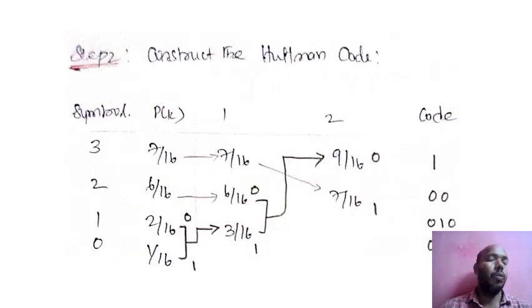That's what we know very well. So we have to arrange the symbols in descending order. See that 7 by 16 is the maximum value, 6 by 16 next to that, 2 by 16 is the third, and 1 by 16 is the least probability value. The corresponding symbols I have also given here: pixel 3, 2, 1, 0. So the first column represents the symbol.